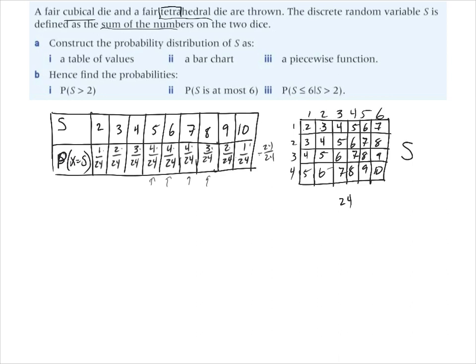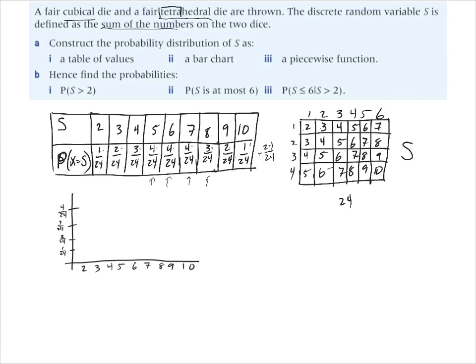Now, this asks us to do a couple of things with it. It asks us to do a bar chart. That you can do. You just make a little bar chart down here. You put your values at the bottom: 2, 3, 4, 5, 6, 7, 8, 9, and 10. Lovely. And then you can put your bars on there. Here you can actually put whatever you want on the side. If you want to turn it into a decimal, you can. I'm going to just leave it as 1 over 24, 2 over 24, 3 over 24, and 4 over 24.